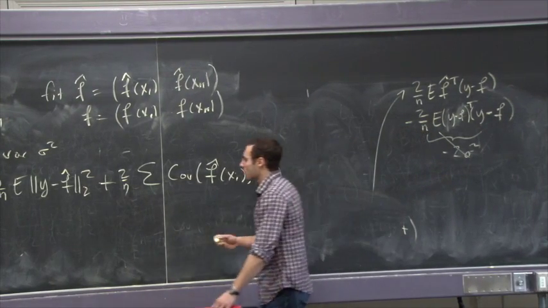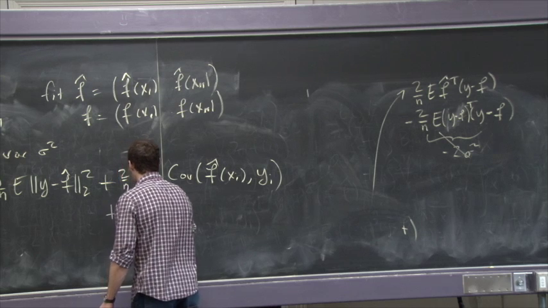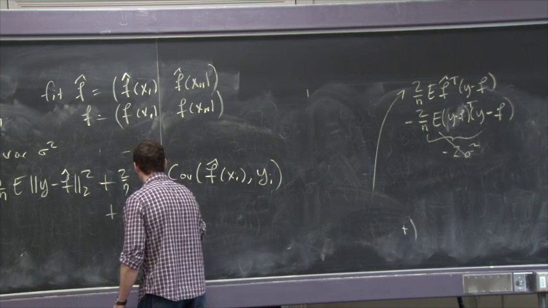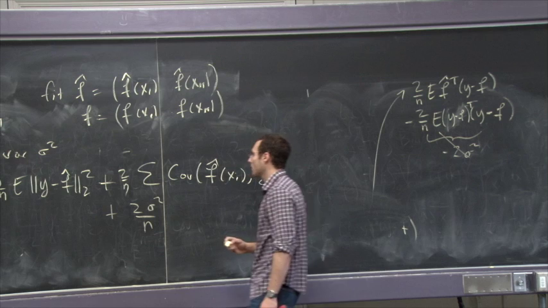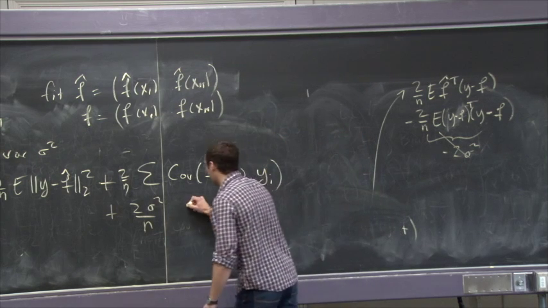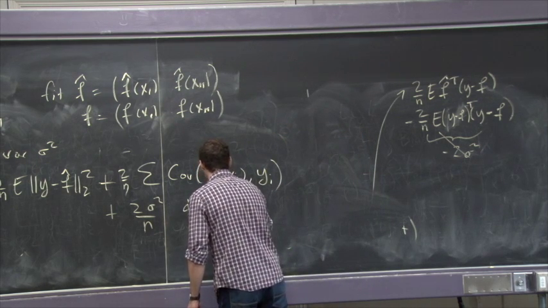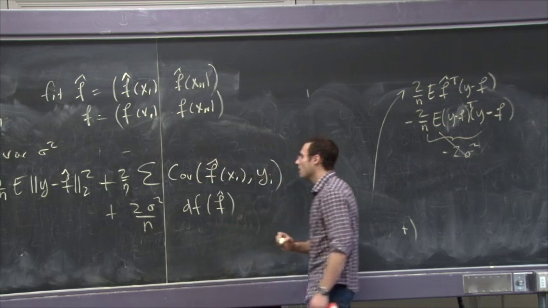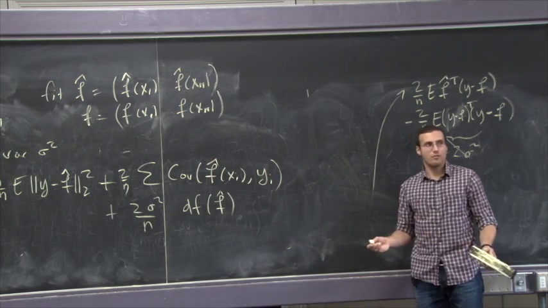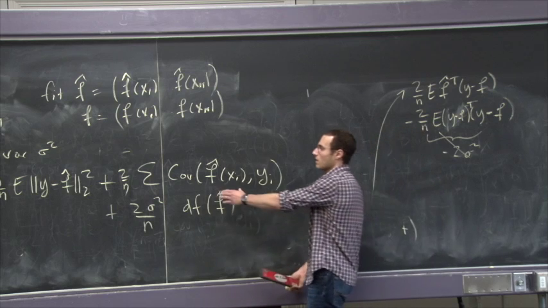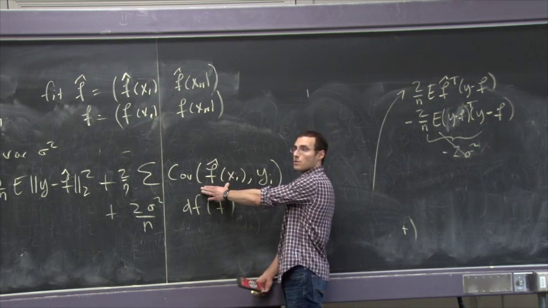We write this as 2 sigma squared over n times the degrees of freedom of f hat. So in other words, we're just defining the degrees of freedom of f hat to be this sum of the covariances over sigma squared.